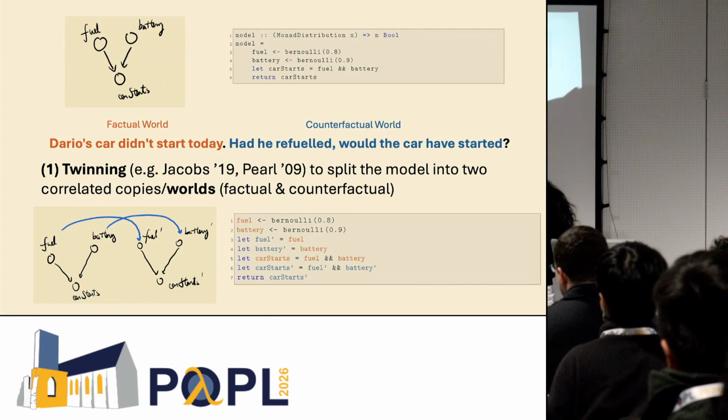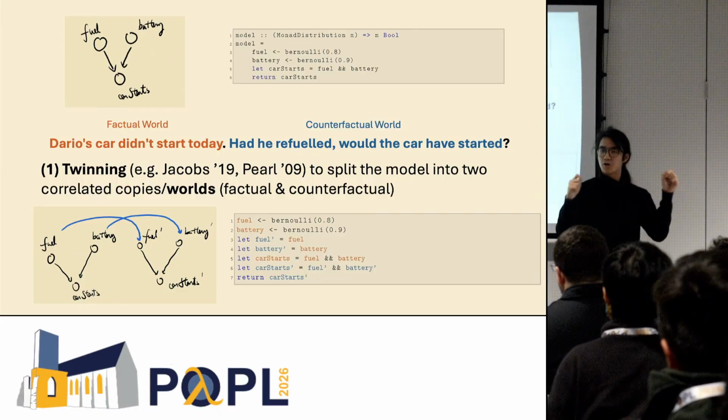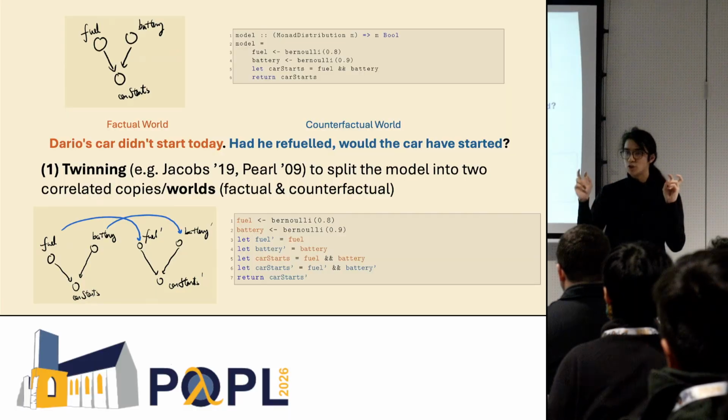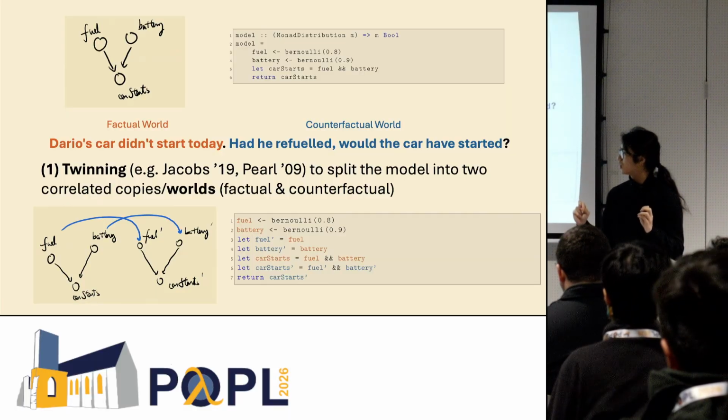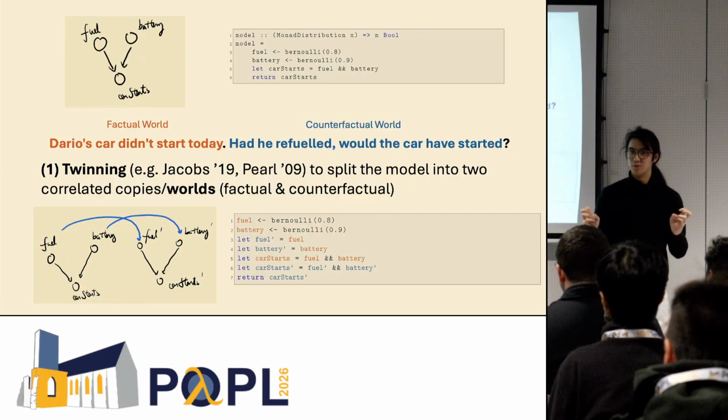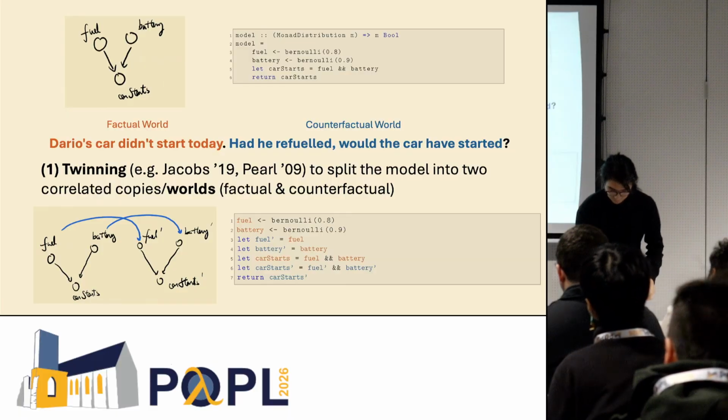So as you can see here, we have two copies of the same model such that they are correlated in some appropriate way. In this particular case, the key attributes that we're sharing between the two worlds would be fuel and battery. And these would be called exogenous variables in Pearl's presentation.